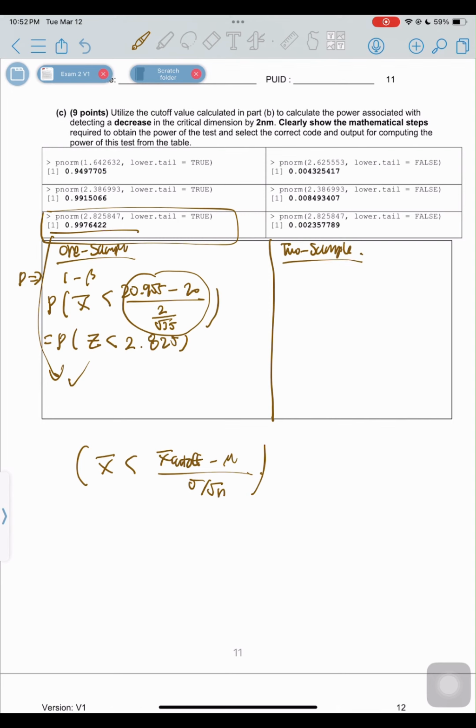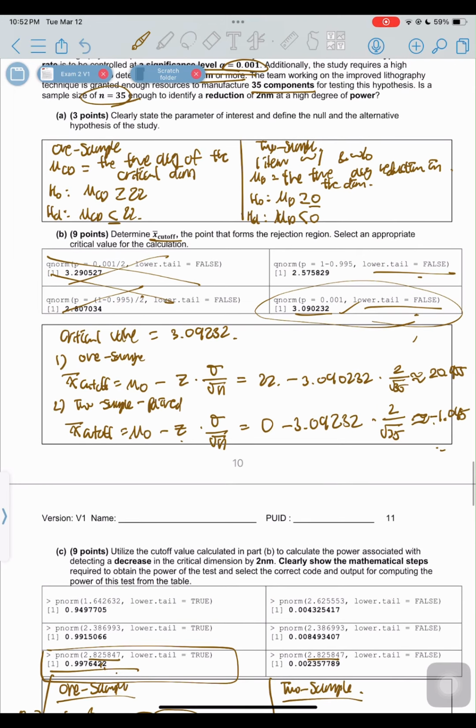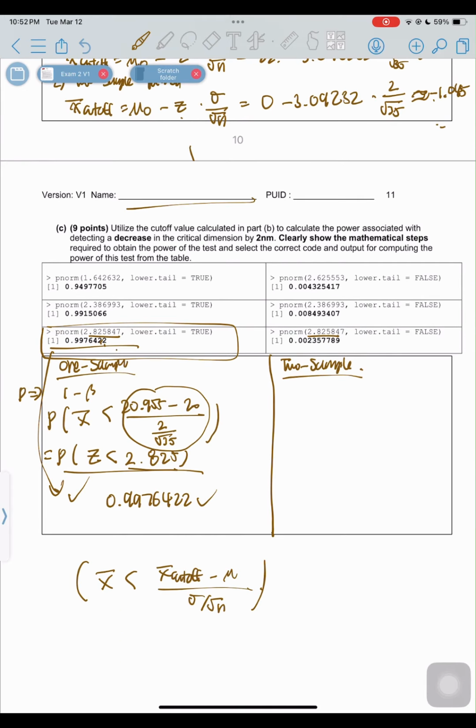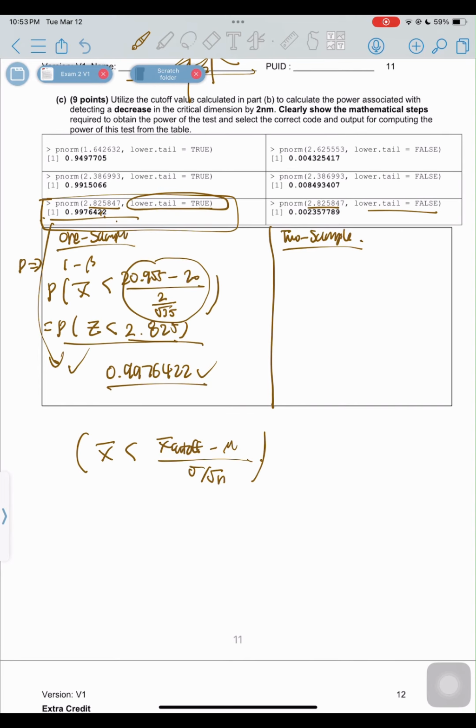And then if you do the two sample one, I will just write it down for this one actually. I'm going to go back and explain it more. So we chose this one, the one that has the squared. We chose that one because it has the 2.825 value, and this one also has it, but we're interested in the lower value, right? Because our alternative hypothesis included the less than sign, which means we're interested in the left side. And the left side is only included when the lower tail is true. If the lower tail is false, that would be the right side. So that's why we choose this squared one. So it's 0.99766422.